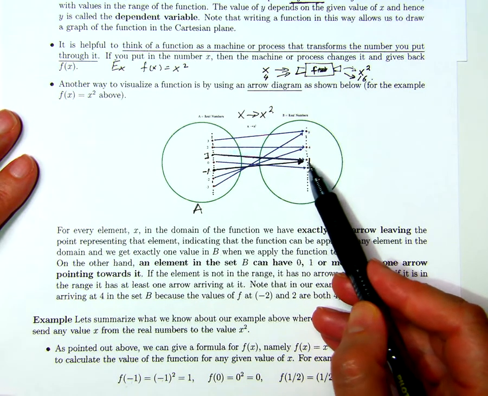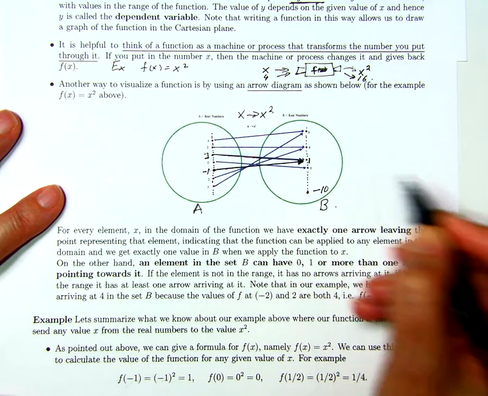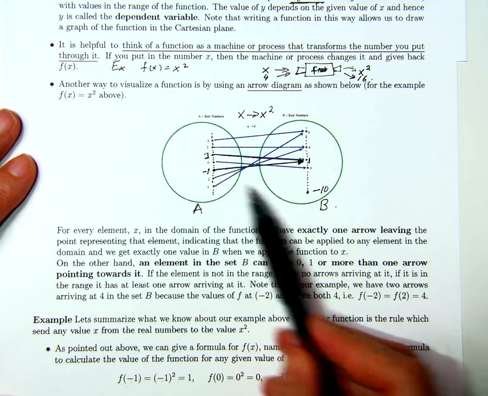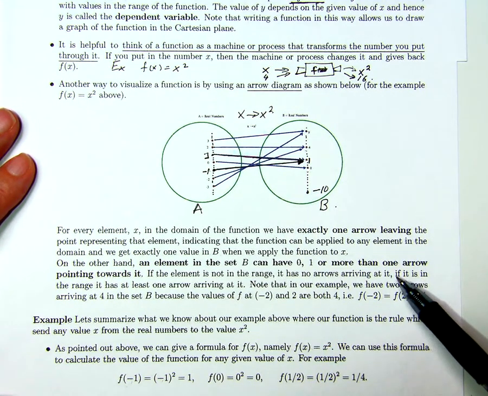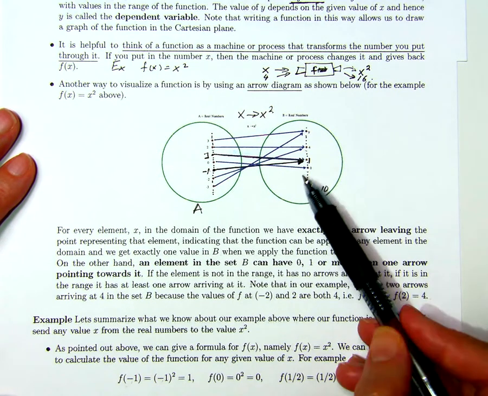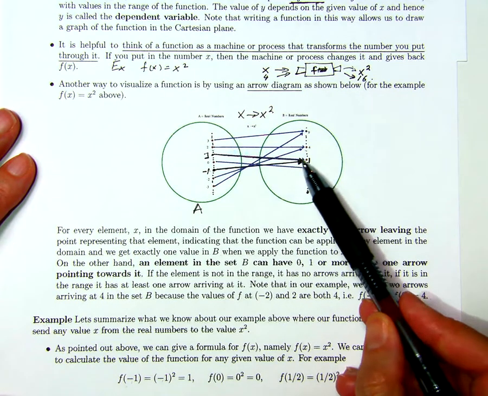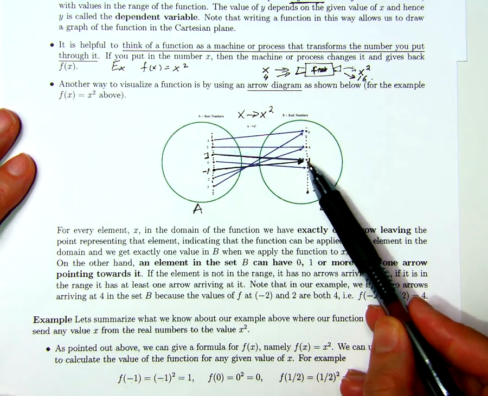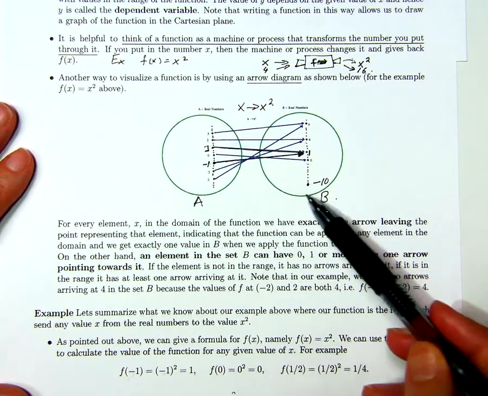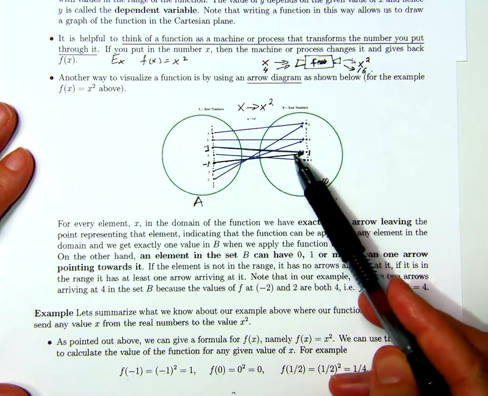Now for some points, say -10 here, there are no arrows arriving at that point, because there is no number whose square is -10. So an element in B can have no arrows, exactly one arrow, such as 0 here, or more than one arrow pointing towards it. If the element is not in the range, there are no arrows arriving at it, because remember, the range has to be f of x for some value of x in A.